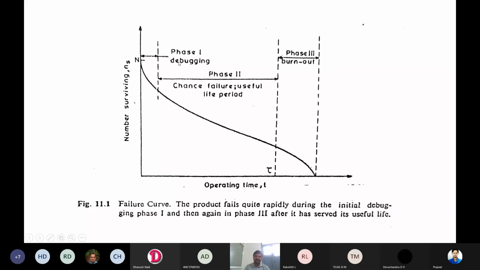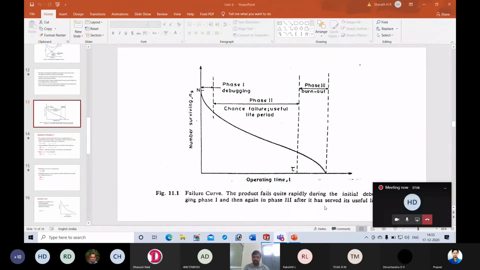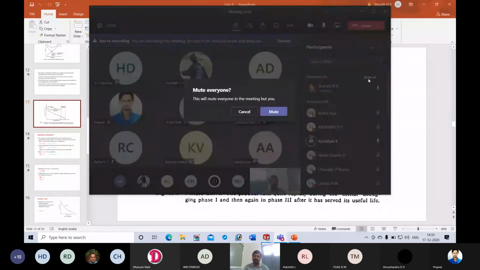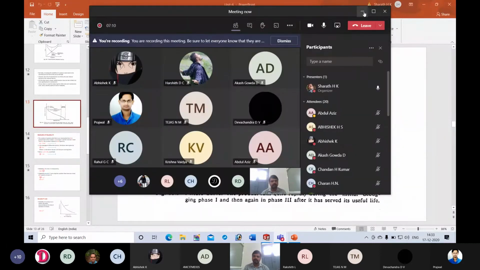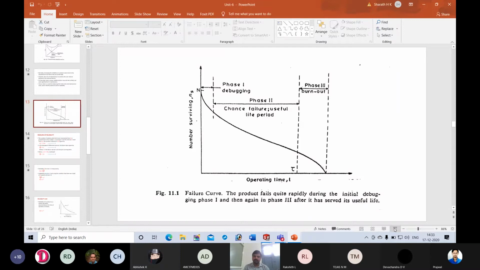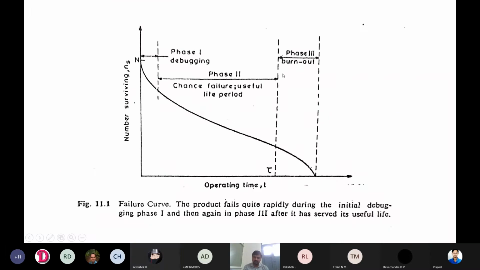During phase 1, that is during debugging, because of manufacturing error or design error, a product may fail. Chance failure is the failure that may happen during the useful life of a product. Burnout or wear out failure will occur after the useful life of a product. These things we discussed in the previous class.